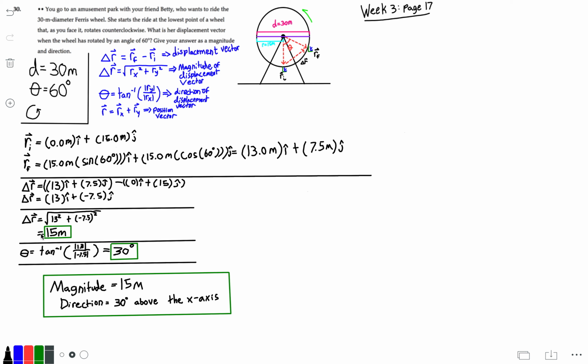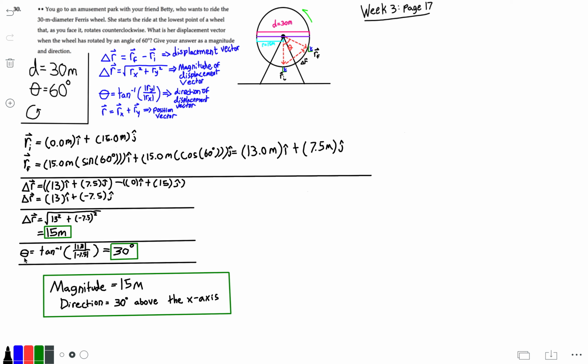After that, we're going to plug these into the magnitude of the displacement vector formula, which is the 13 squared plus negative 7.5 squared, taking the square root of that, and we're going to get 15 meters. After that, this 15 meters is in fact our magnitude of the displacement, but we also need to find the angle.